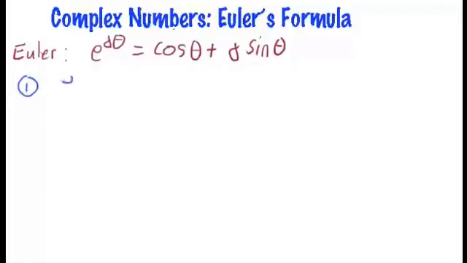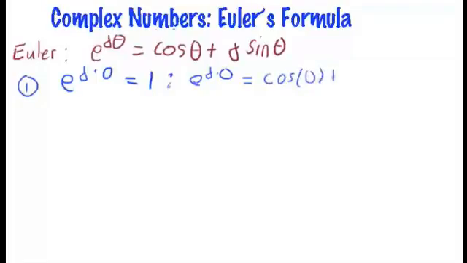1. e to the j times 0 equals 1. This is obvious. e to the 0 should be 1. Let's prove that right here. It only takes one line. Theta is 0. If we plug that into Euler's formula, we get cosine of 0 plus j times sine of 0. And we just have to know that cosine of 0 is 1 and sine of 0 is 0 to get it. So that's a proof.